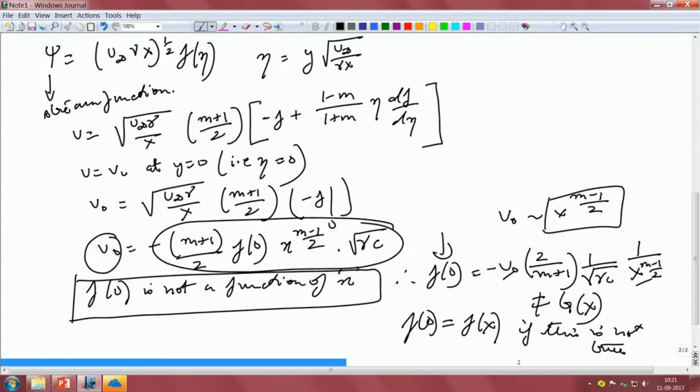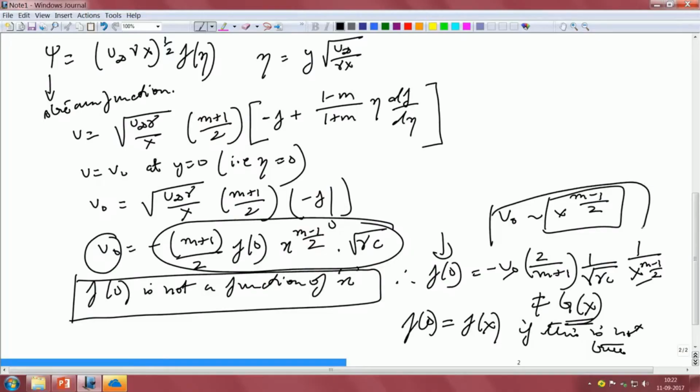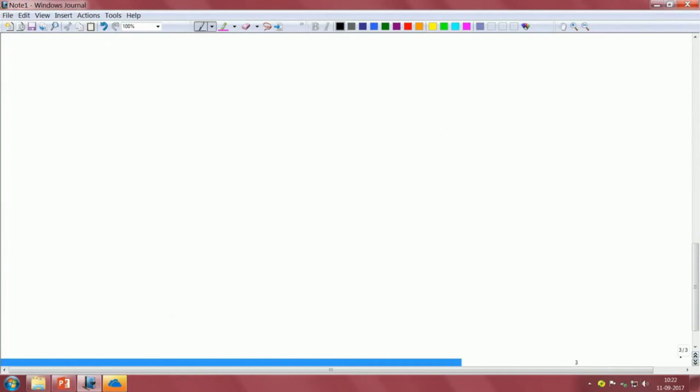So for the similarity solution to be applicable for the general case of suction and blowing, f naught cannot be a function of x, that is a given, and therefore your v naught has to vary in the same way as x to the power of (m minus 1) by 2. If m is equal to 0, that means it is a flat plate basically, with no angle. So v naught in that particular case should vary as x to the power of minus half for the similarity solution to hold.